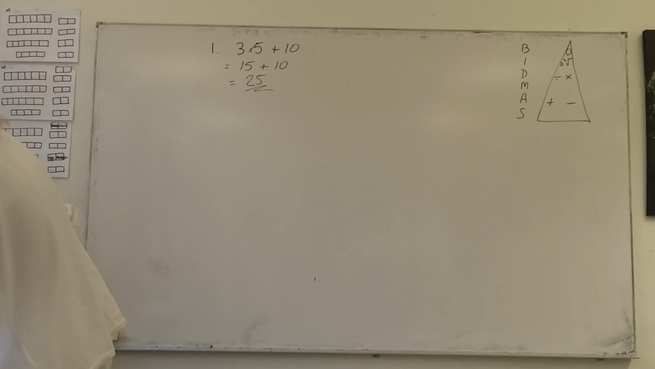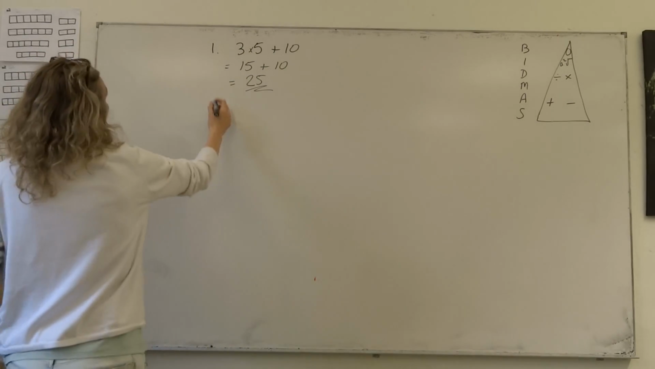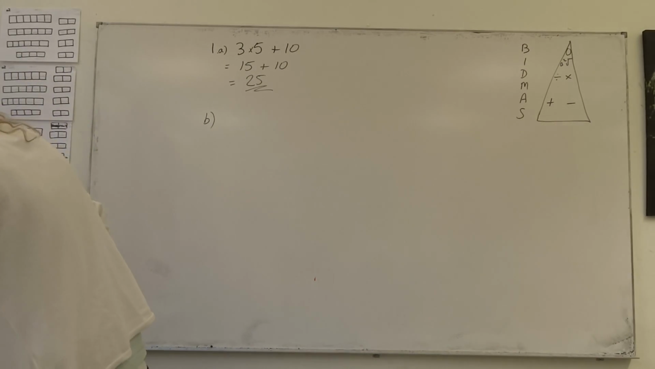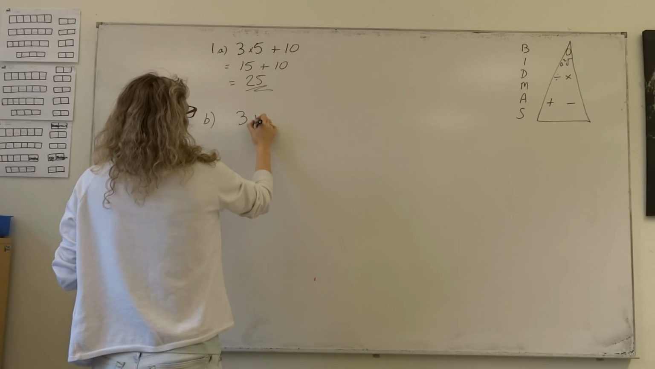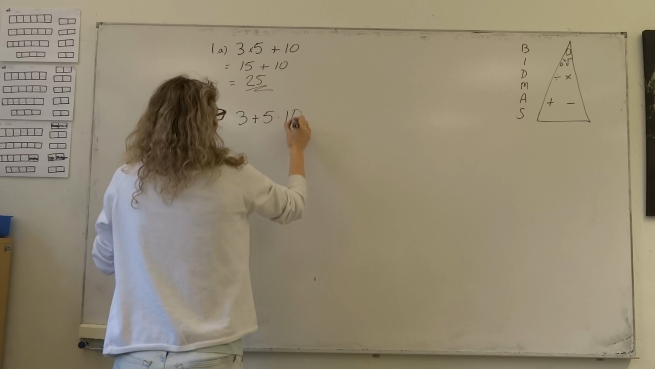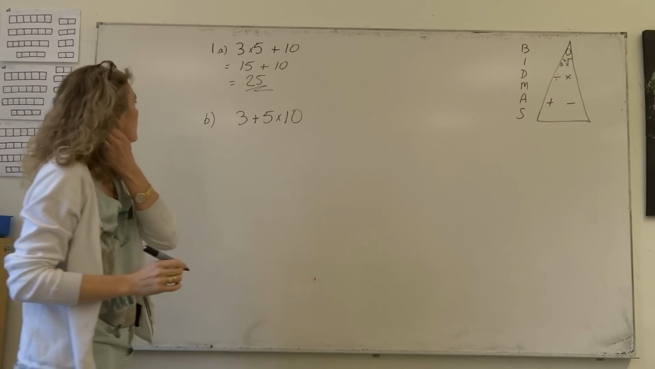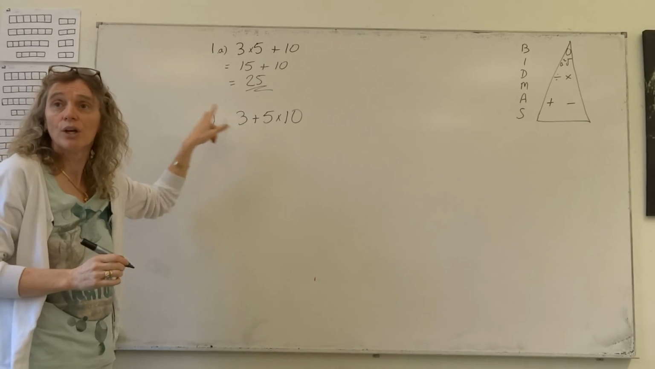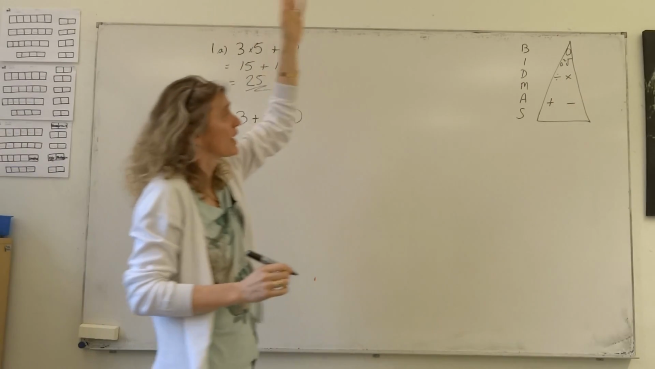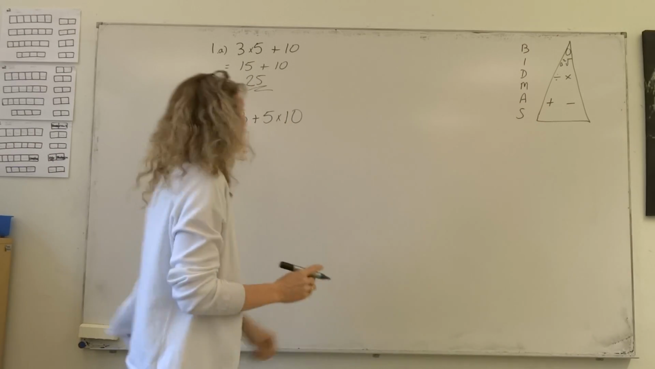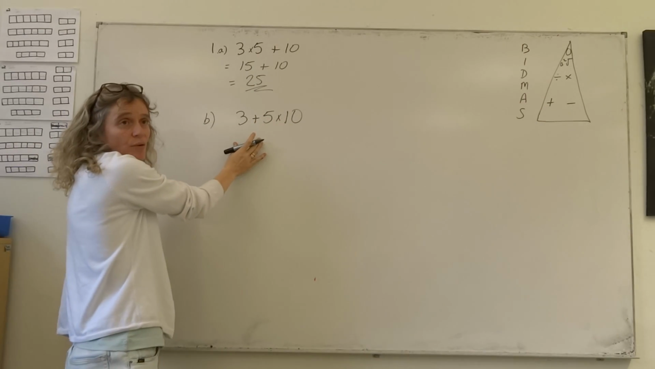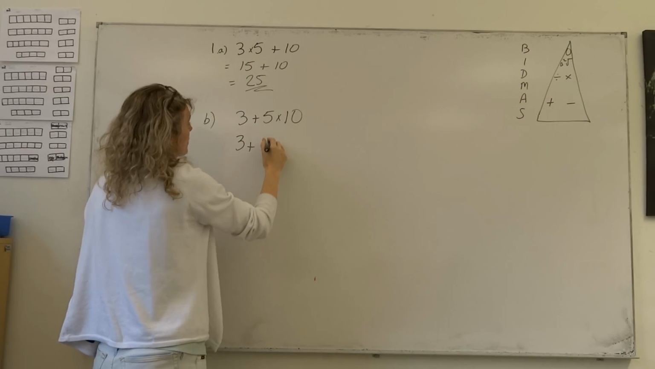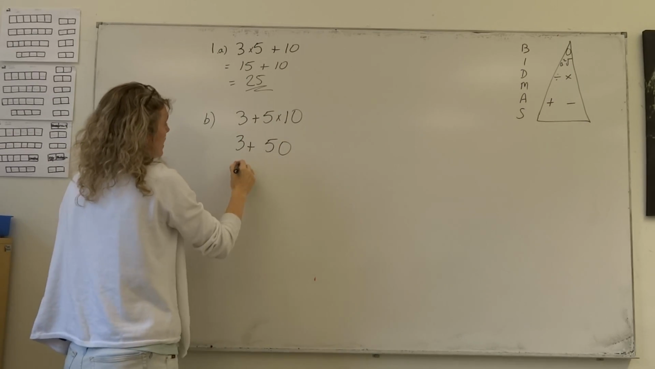Part B for that one was 3 plus 5 times 10. We're tempted to do as we do when we read. We read from left to right. We're not allowed to do that in maths. We always have to follow the priority triangle, which means that times has to be done before addition. So we start with 5 times 10 is 50. 50 plus 3 is 53.